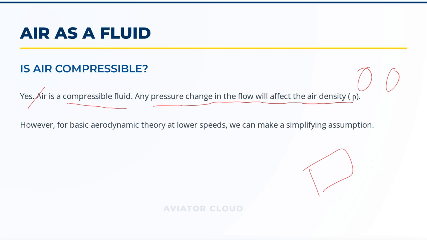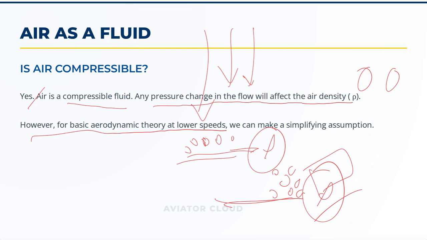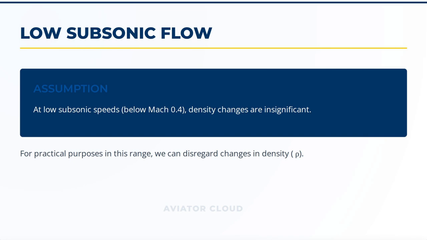Already in your flying, you know, when you are flying at higher altitude, the density of the air is less because the pressure, static pressure, is less at high altitude. You already know, at lower altitude, the pressure is high, the static pressure is high, so the density is also high. However, for basic aerodynamic theory at lower speeds, we can make a simplifying assumption, because when we are discussing the aerodynamic theory, we will consider this density change as insignificant.